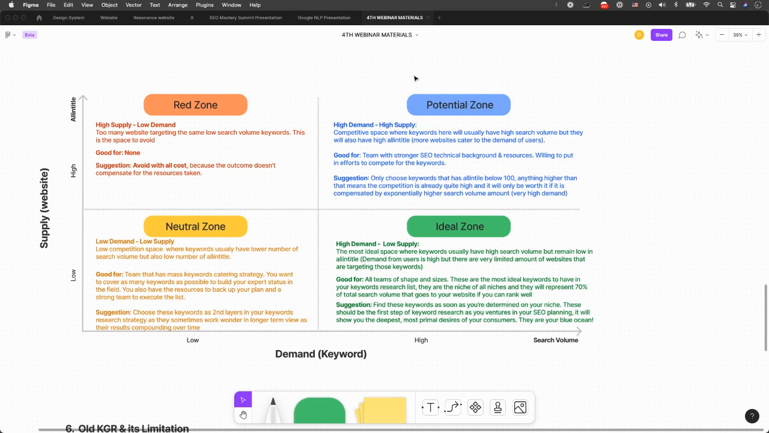The second zone, I call it the potential zone, right? Just like earlier when I was sharing with you, the potential zone is where the keyword volume is very high in demand and also very high in supply, right?